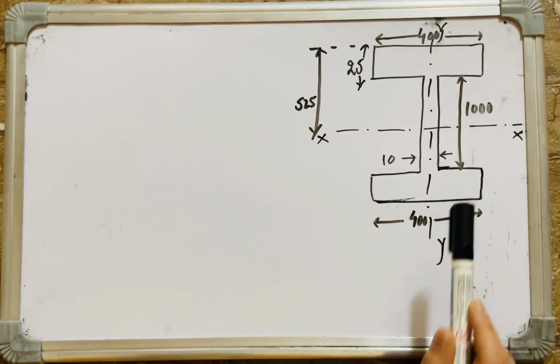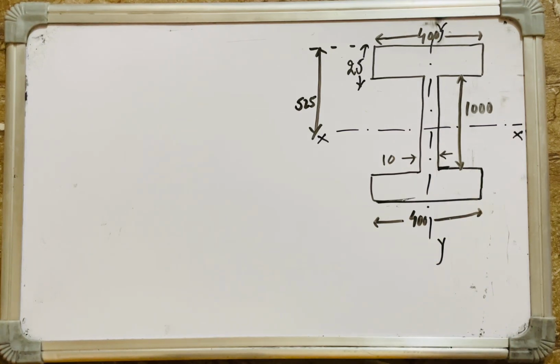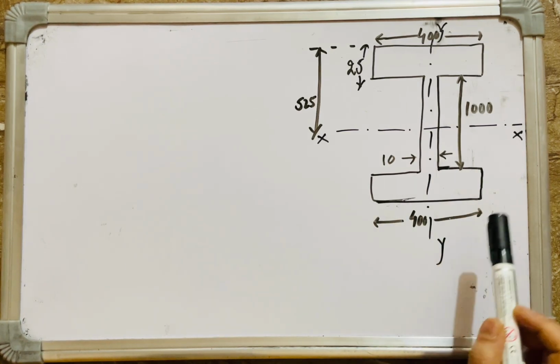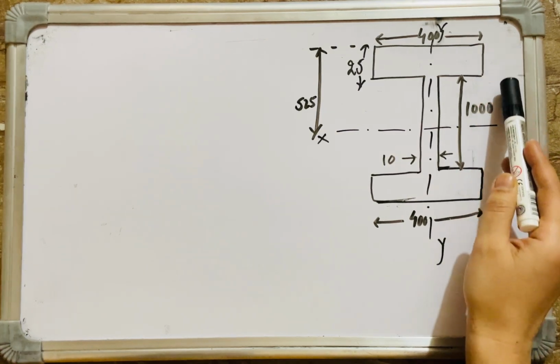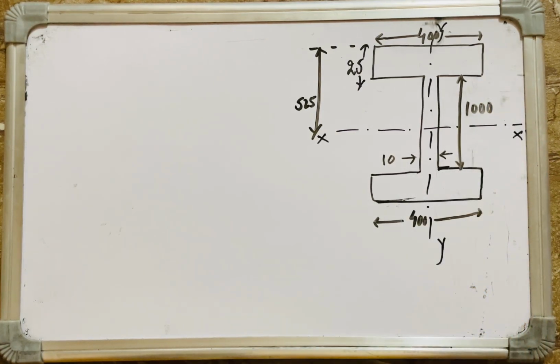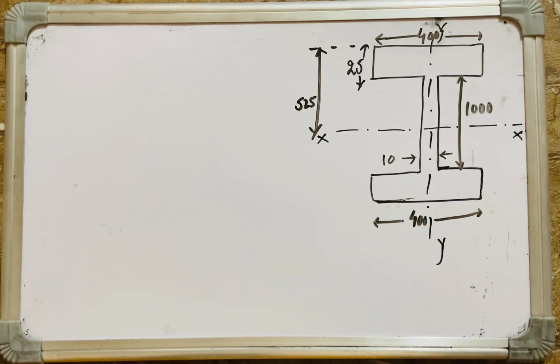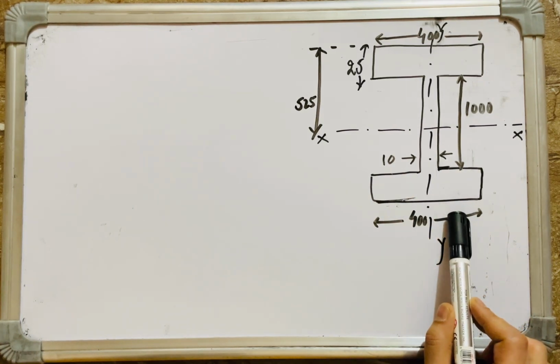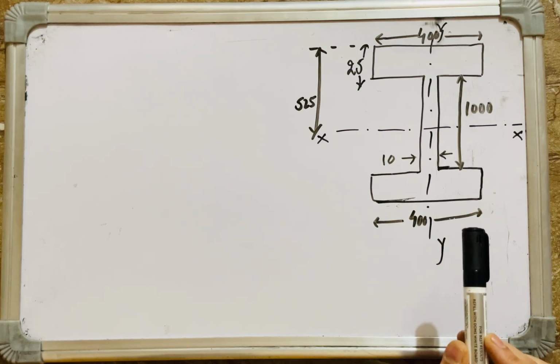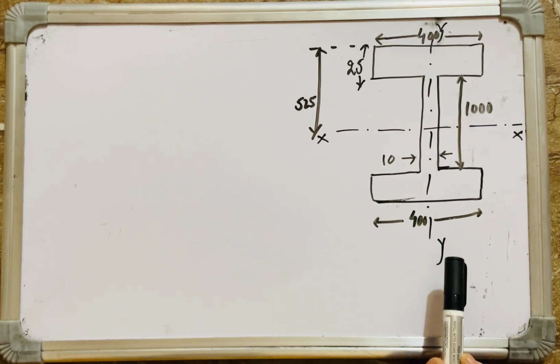We have adopted flange plates of width 400 mm and thickness 25 mm, and a web depth of 1000 mm and thickness 10 mm. All right, now this is the trial section of the plate girder for the cross girder we are designing for our steel truss bridge. We have designed the deck slab, we have designed the stringers.